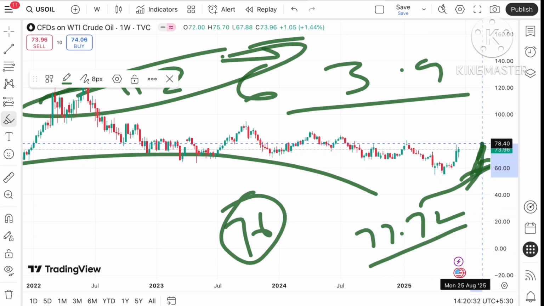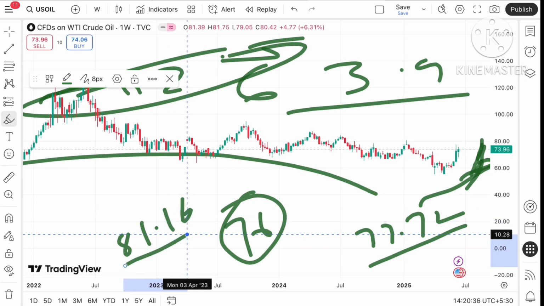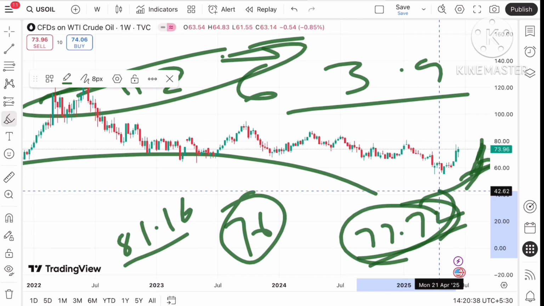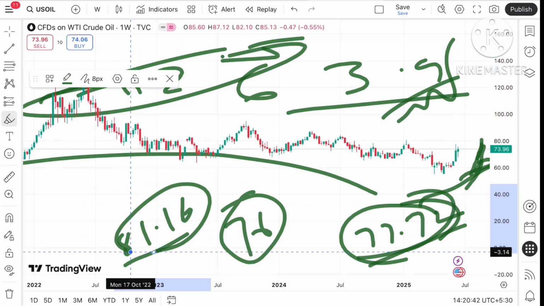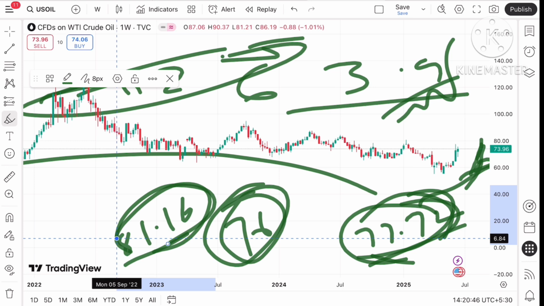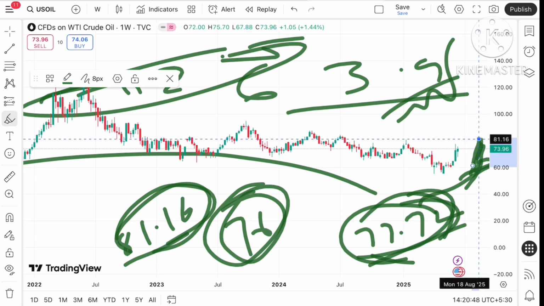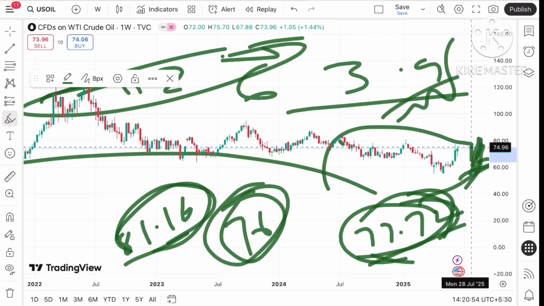Okay, and if that sustains, a further upside can be seen towards a level of $81.16 after 77.72, because that is already weak. So the price can touch a level of 81.6 after crossing a level of 77.72. And if the price moves over this level, then there will be a zone breakout, because we saw this in July of 24, which is almost a year back.